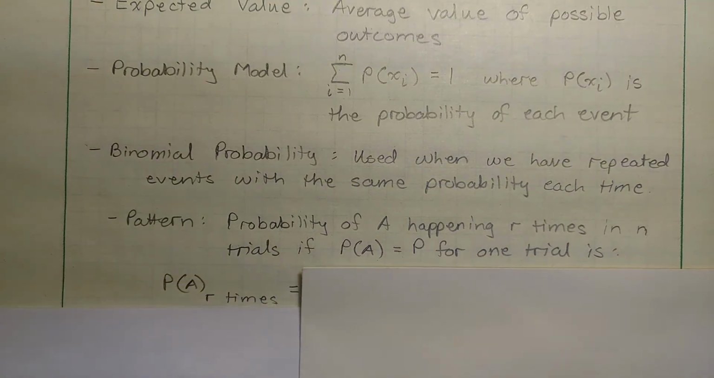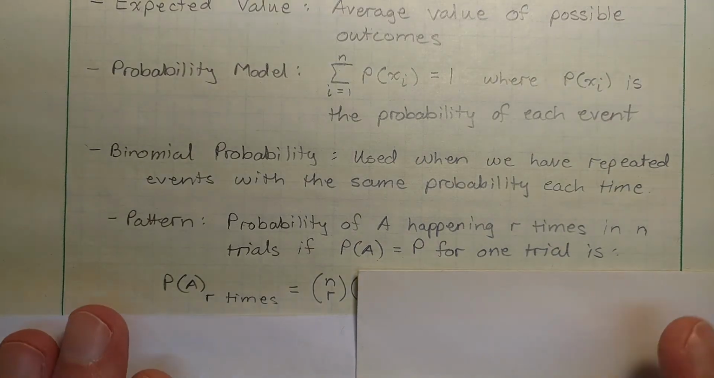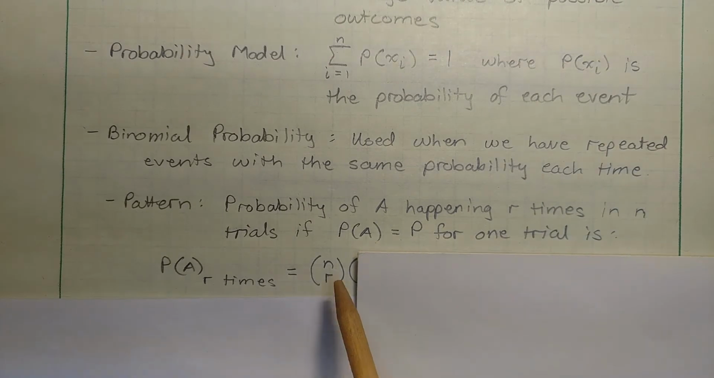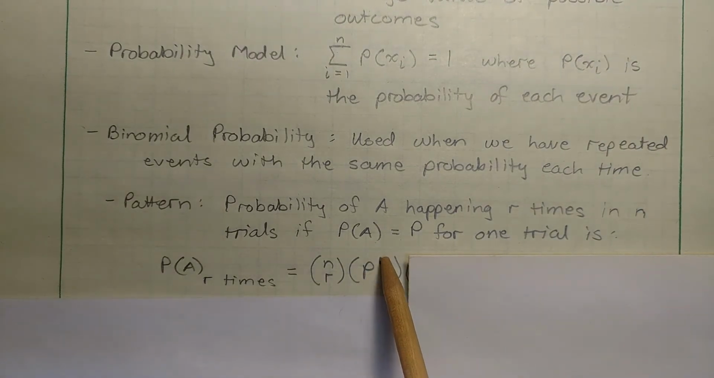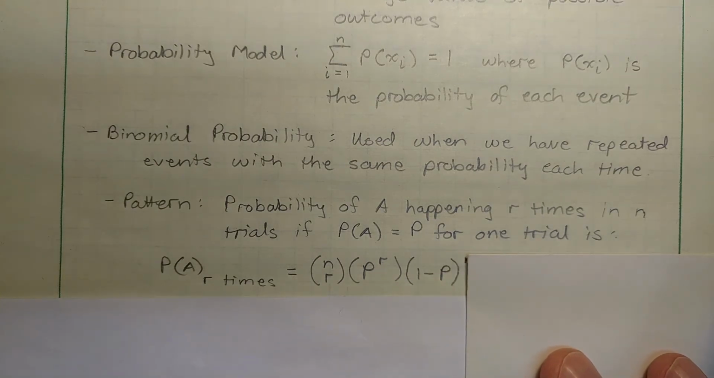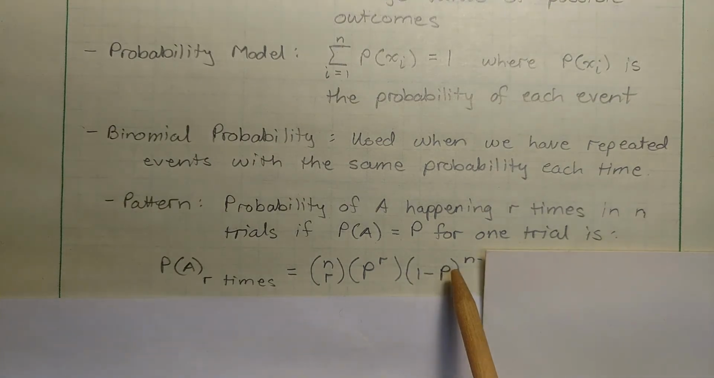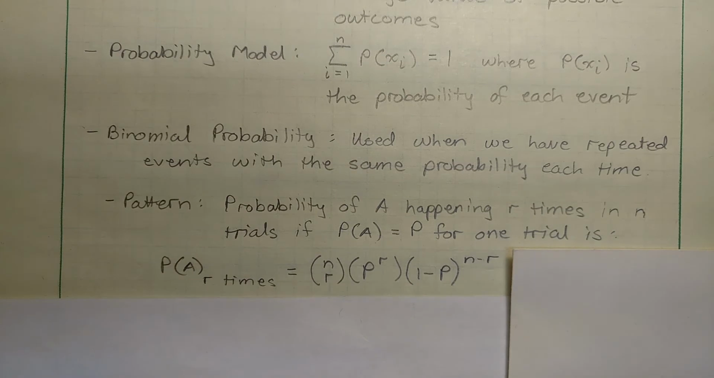So the probability of A happening R times is going to be nCr. Remember, this is our shorthand for nCr here, times P to the R, times 1 minus P to the n minus R. In other words, I will see it when I start to work some examples. It'll become pretty easy.